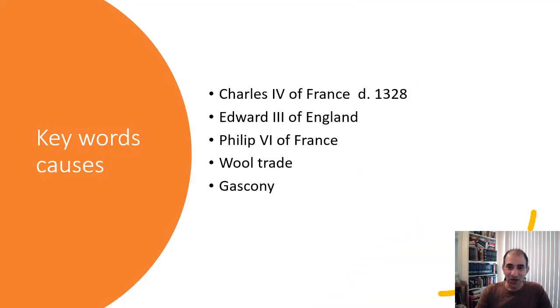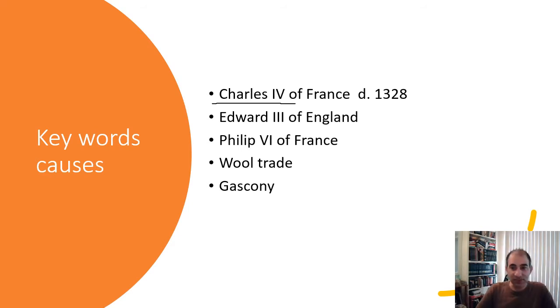But I'm hoping you get some pretty good information out of it. All right, so here are our keywords that lead to the causes of the Hundred Years' War. Get these down, and then I'm going to bring up a map as well. The first cause of the Hundred Years' War, there are three major causes, has to do with when the King of France, Charles IV, dies in 1328.